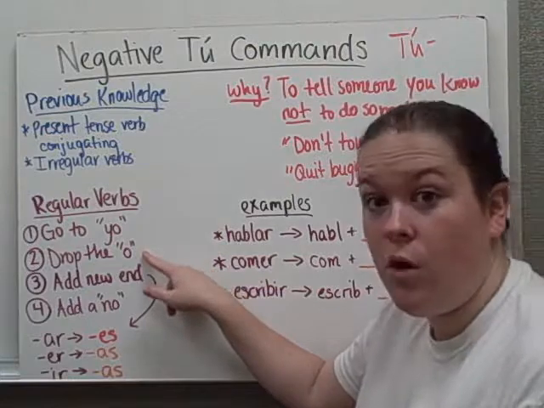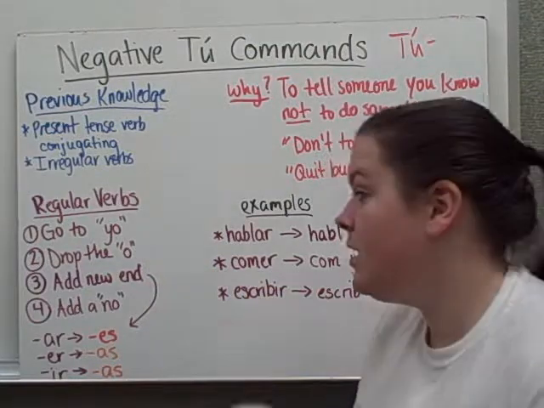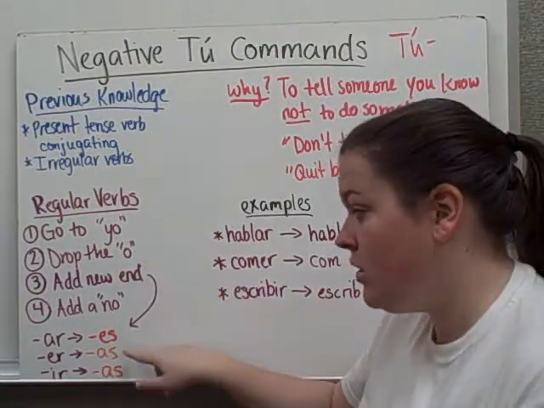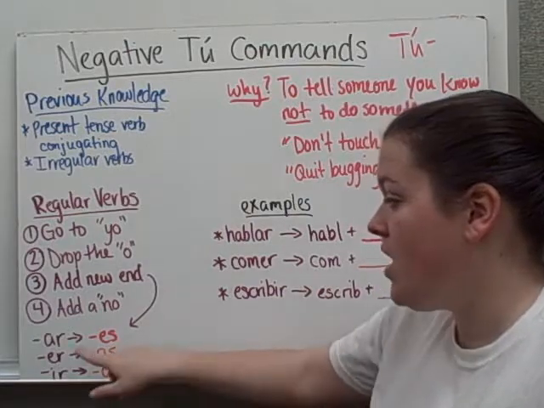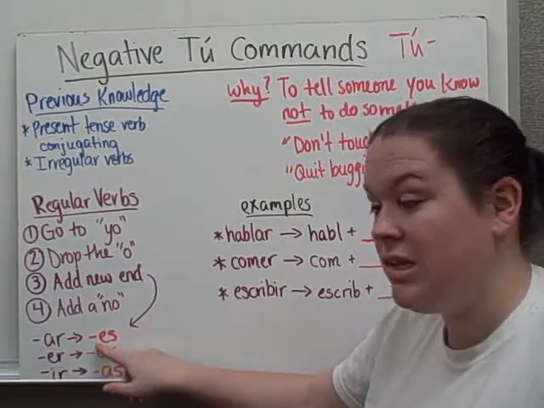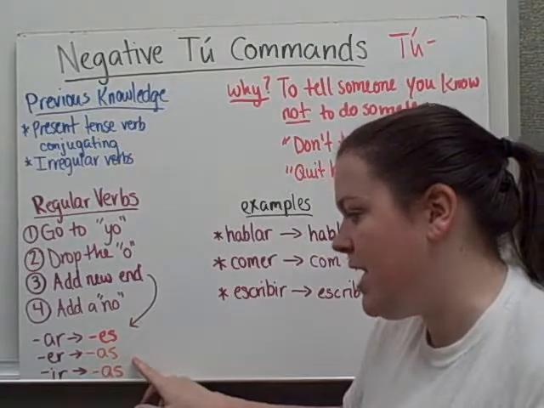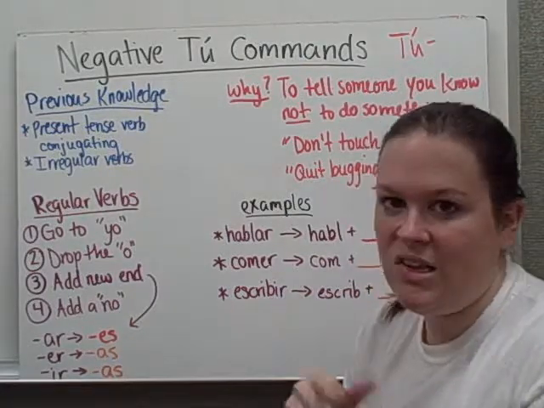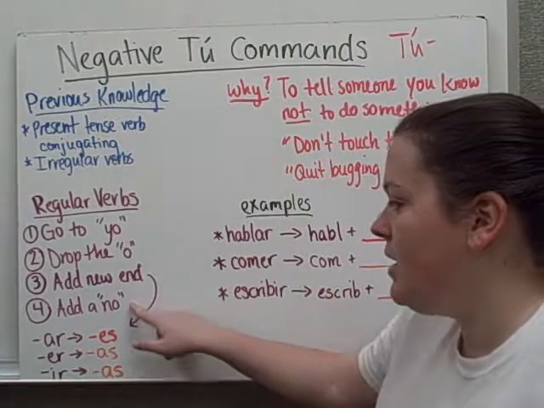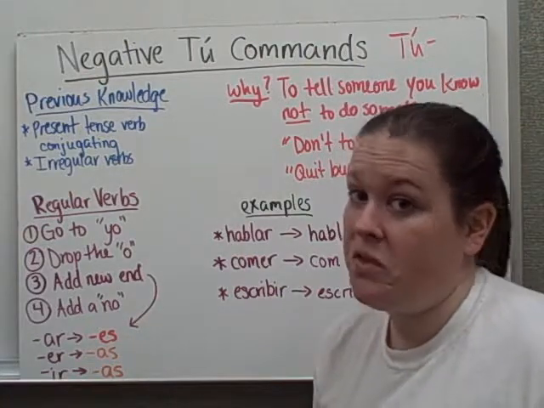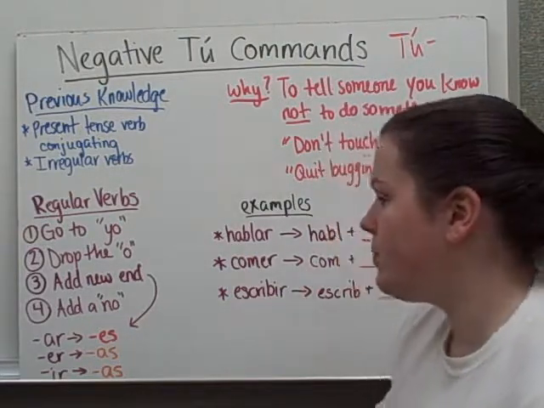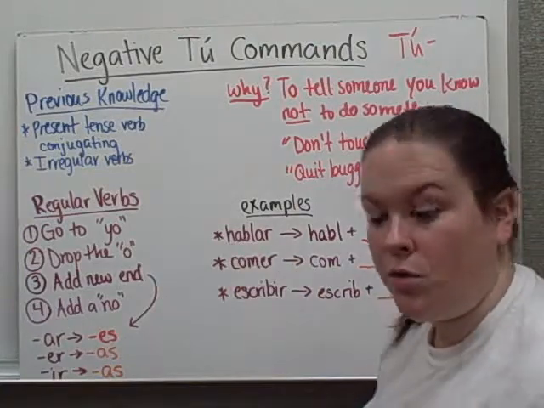Then you're going to drop the o, cut the o off. You need to add the new end, which is down here. So AR verbs, instead of AS, it's ES. And then ER/IR verbs, instead of ES, they go to AS. So you just flip the E's and the A's basically. And then at the very end, you need to add a no before the command so we know it's a negative. Here's some examples that we're going to work through right now.